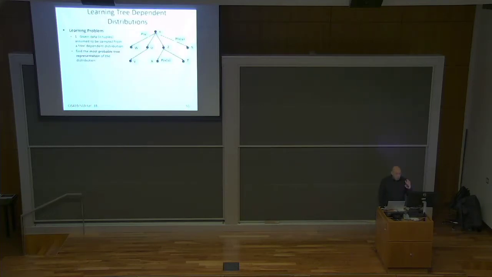There are 2 versions that we can assume here. The first one, the simpler one, is we're given data. Someone told us that this data came from a tree-dependent distribution, and we want to find the most probable tree representation of this distribution.